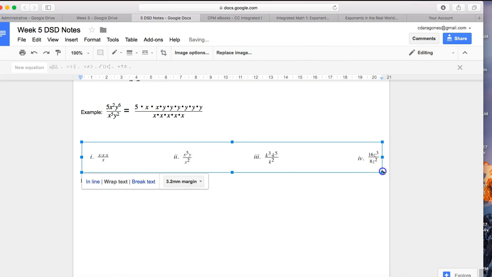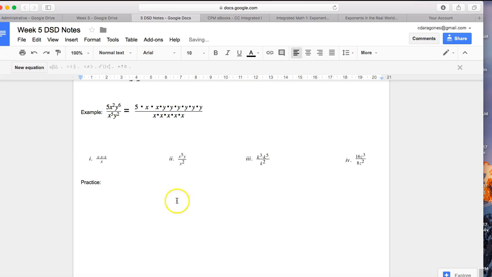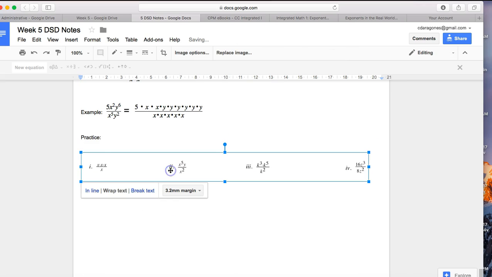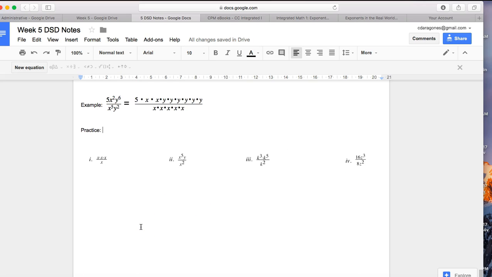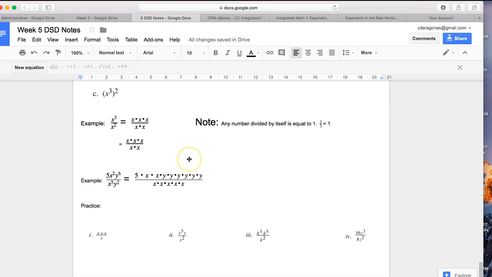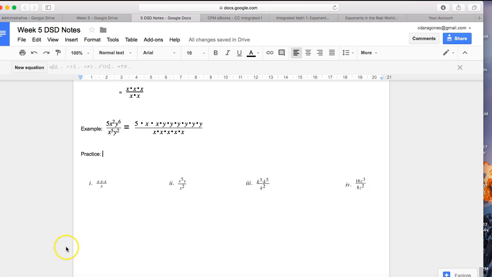And in your notebook, I want you to simplify these 4 expressions as much as you can. If you need help, you can message me on DreamSeeDo or ask me in workshop. But then when you're finished, take a photo of your work and upload it on DreamSeeDo.